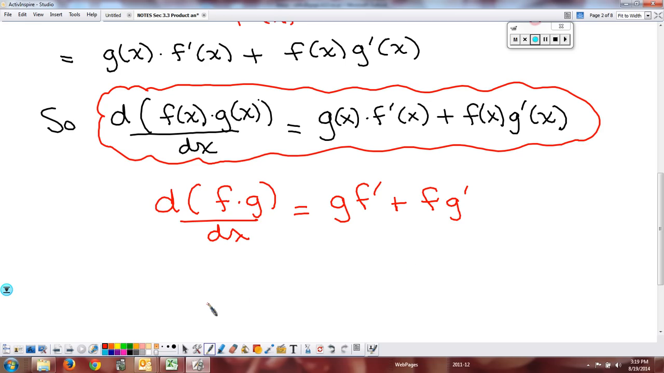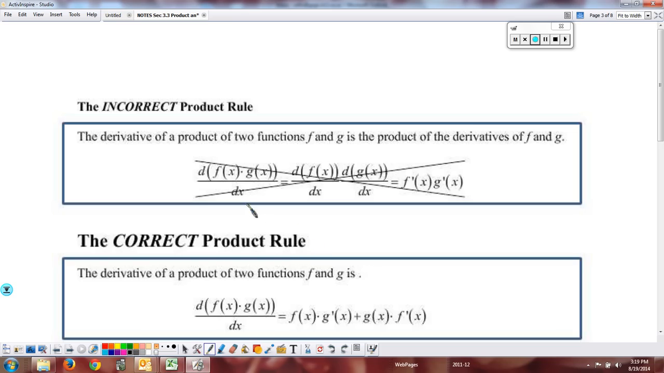And so that's going to be the rule that you're going to work on and memorize. Now let's go to the next page. A couple of things I want you to do. The incorrect product rule is to distribute, okay? If this happens anywhere, I'm going to tell you that you will get no credit on the AP.